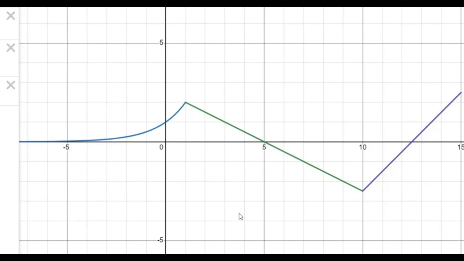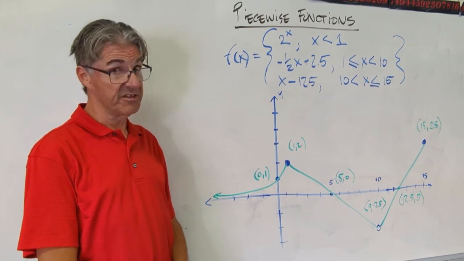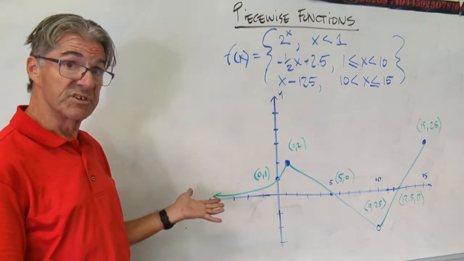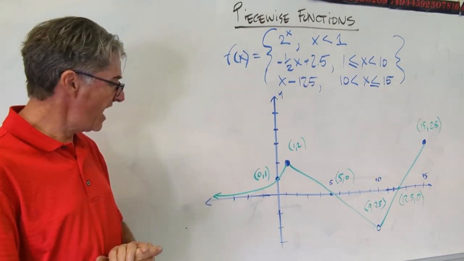Now I want you to go ahead, pause the video, and jump back into your notes and transfer this into your notes with all the relevant points and open and closed circles. Let's see how you did with your hand graph. So check it out. Same shape we saw in Desmos, so I faithfully copied that over.